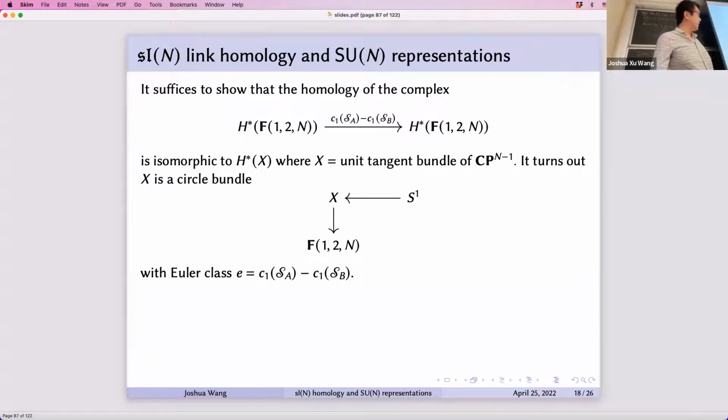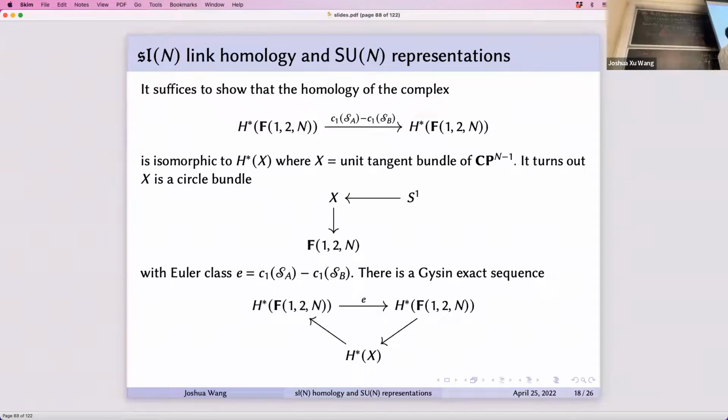And associated to a circle bundle is a Gysin exact sequence. And the Gysin exact sequence looks like you map from the cohomology of this flag manifold, the guy downstairs, to itself by cup product with the Euler class. Then the third term is the cohomology of the total space. And so you've related the cohomology of X, this unit tangent bundle, to this complex given by mapping from the cohomology of the flag manifold to itself by cup product with this difference of first Chern classes.